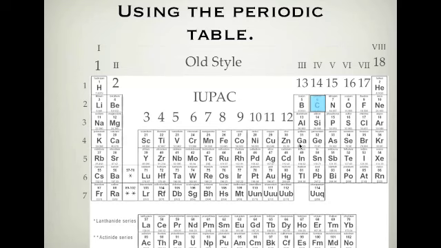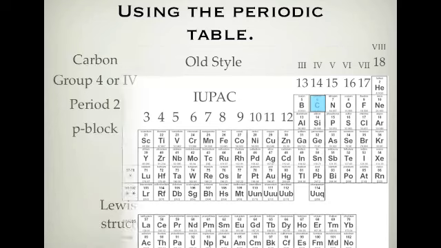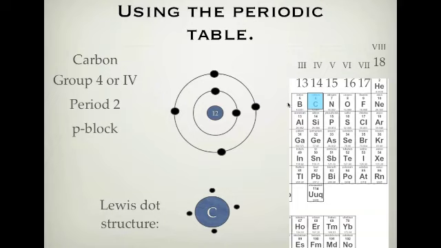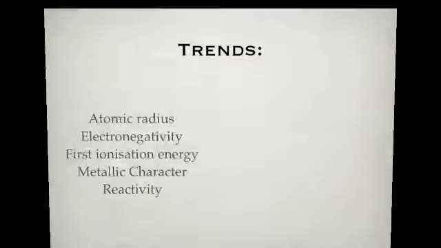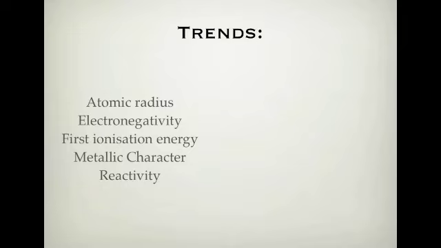Okay, and now let's look at our answer. Here's our carbon, group 4, 4 electrons, Lewis dot structure, just 4 things around it. And it's in period 2, period 2 is 1, 2, so therefore it has 2 shells. Okay, so that's carbon. And now we're going to look at our trends. So if you want, take a break, pause this, and come back for your trends.